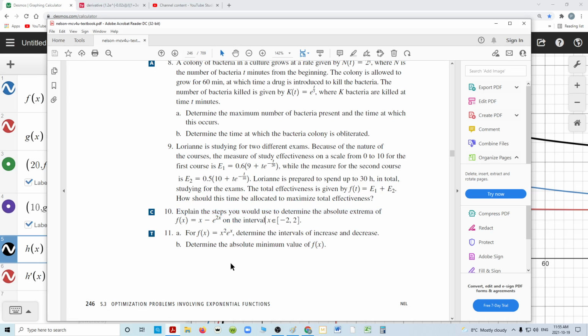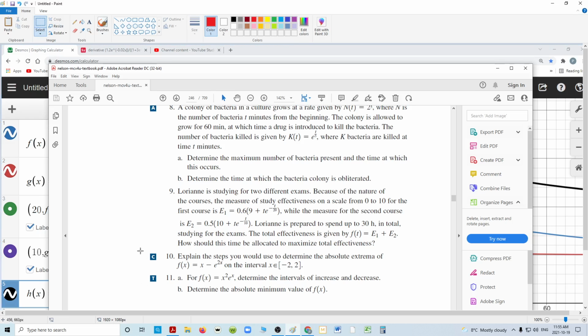Okay, explain the steps. We're going to do 10 and 11, and these are actually easier. I don't know why they're later in the questions. They're actually easier.